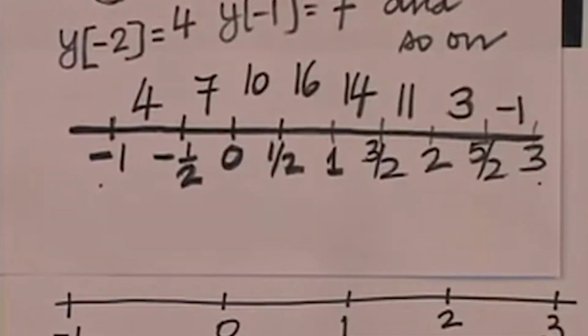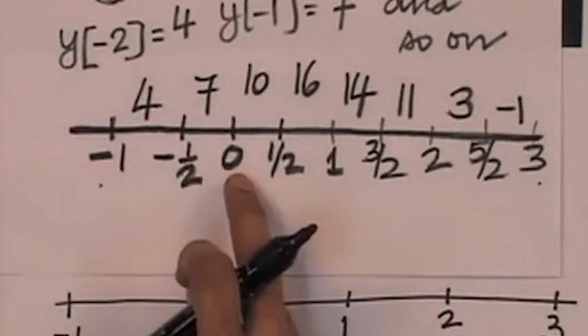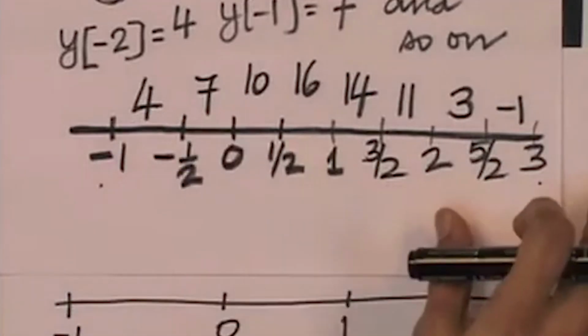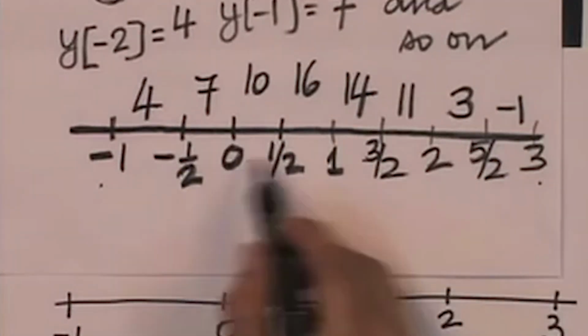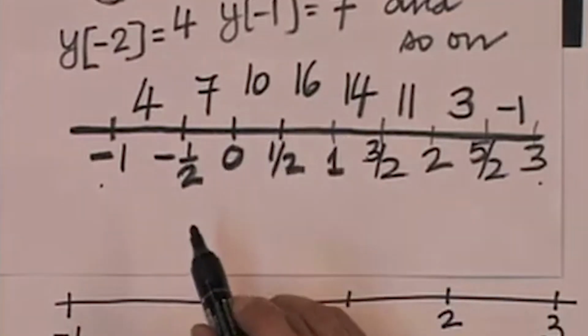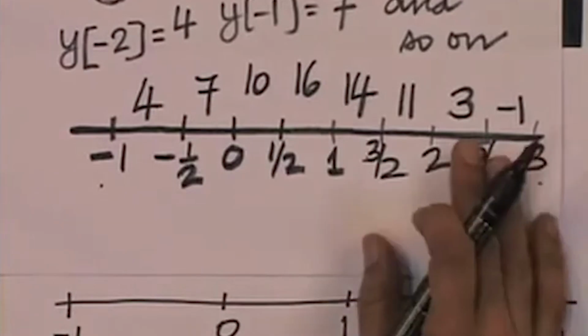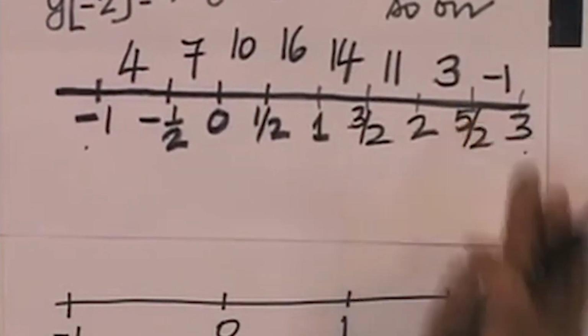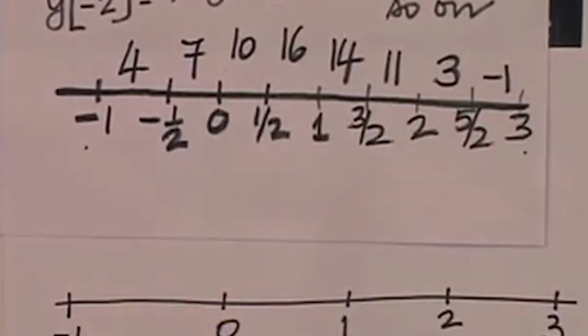So, let me keep this for reference on top. Now, between -1 and 0, as we see, the projection would be (4 + 7)/2. Between 0 and 1, the projection would be (10 + 16)/2. So, let us put down the values. I will keep this for reference on top and put down the values here.